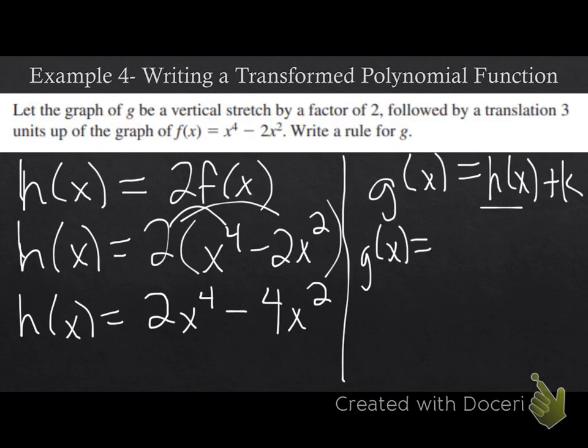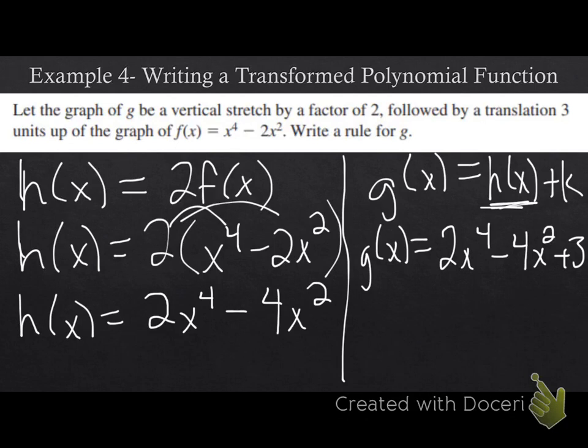So once again, I'm using my h of x function here. So what's my h of x? 2x to the 4th minus 4x squared. And we said we're adding k to it. What did we say our k value was? 3. Positive or negative 3? Positive, because it's telling me it's going up 3. So plus 3. Can that be simplified any further?